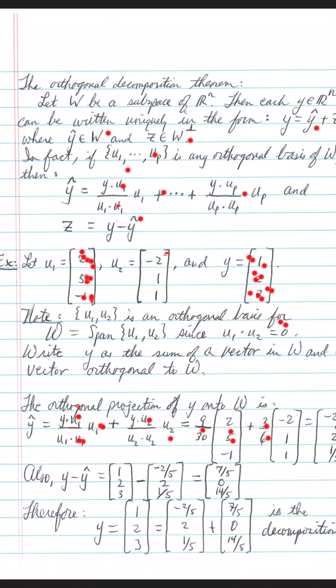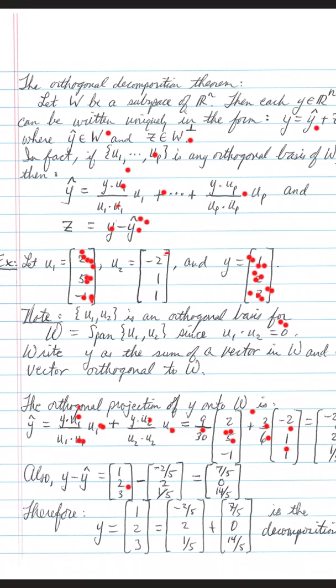u2, we're going to set it next to it and multiply. If you carry out the multiplication and then the addition, you will get this vector. Y hat takes quite a bit to solve, so please use your calculators carefully. Once you've got y hat, then we can calculate z, because z is going to be the original y minus y hat.